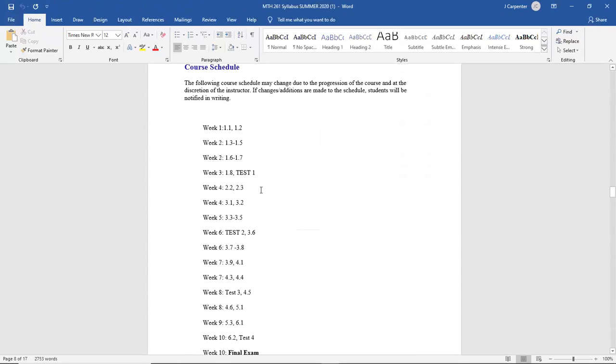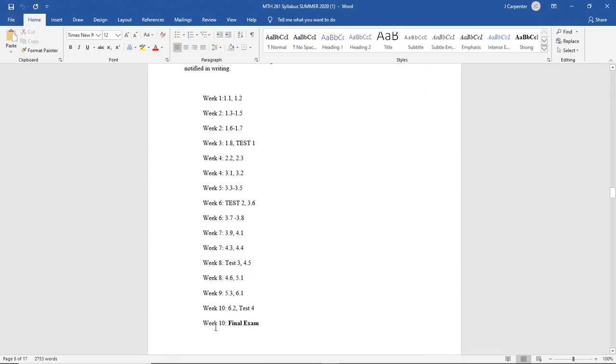Rough outline of the schedule, and let me tell you, this is very rough. Do not expect this to live up to where it is. This is more just saying, hey, we're covering the sections in this order for the most part. Again, I can't guarantee that in week 1 we're going to cover 1.1 and 1.2. I can't guarantee in week 2 that we're going to cover 1.3 through 1.7. This is just a rough idea.